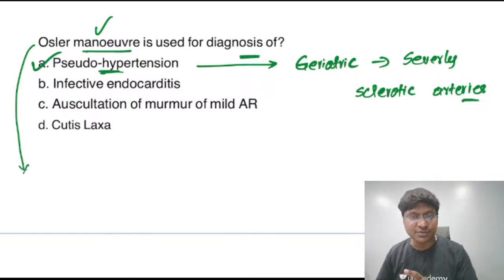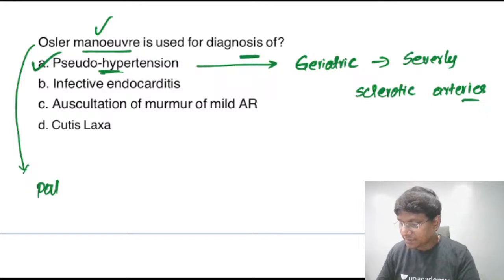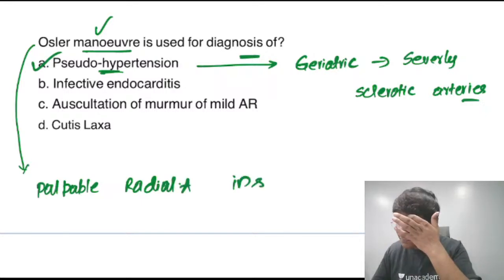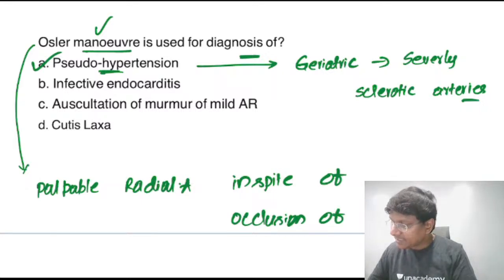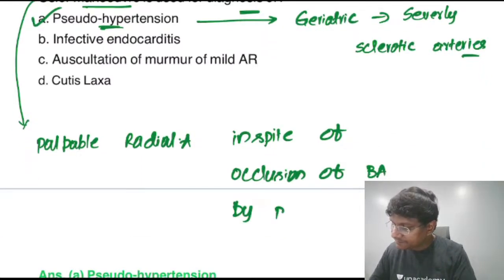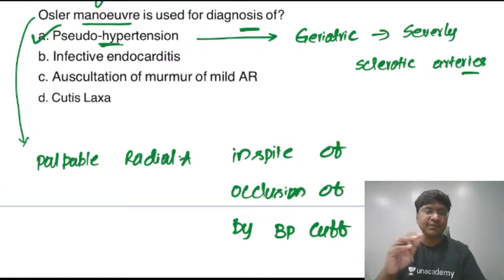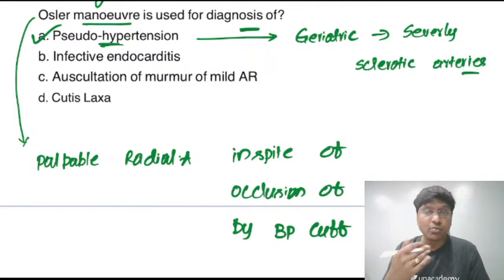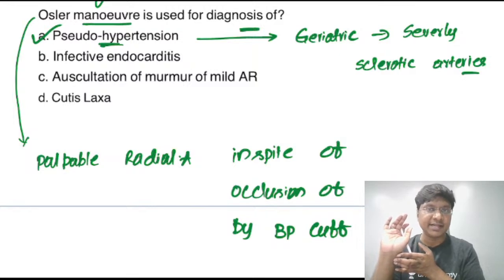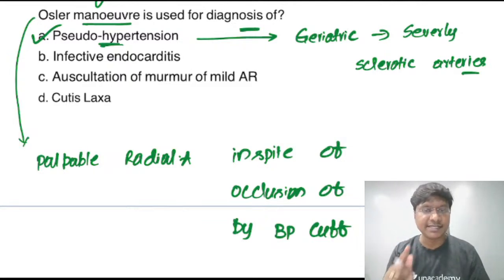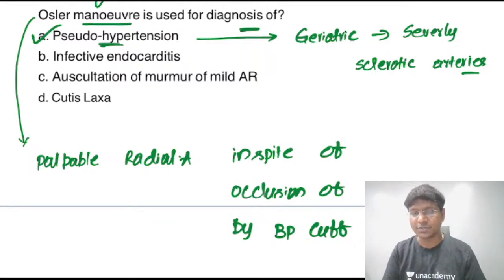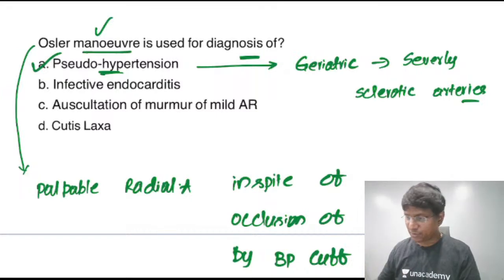Now what exactly do we do in the Osler's maneuver? Osler's maneuver is characterized by a palpable radial artery in spite of occlusion of the brachial artery by BP cuff. With the help of the BP cuff you have occluded the brachial artery. When you have occluded the brachial artery, what should happen? You should not be able to feel the radial artery pulsations also. But in spite of the occlusion of the brachial artery by BP cuff, your radial artery is still being felt. That is what is called the Osler's maneuver, which is suggestive of pseudohypertension, seen in geriatric patients due to sclerotic arteries.